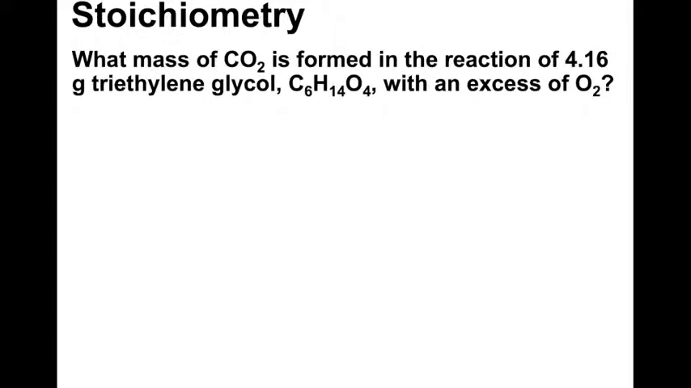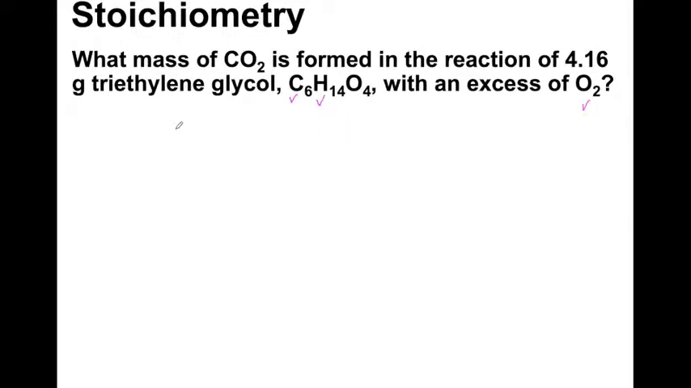Here we have another problem which is a bit leveled up. What mass of carbon dioxide is formed in the reaction of 4.16 grams of triethylene glycol, or C6H14O4, with an excess of oxygen? What type of reaction do you think this is? Look at our reactant. It has carbon, it has hydrogen, and it reacts with oxygen. So this is actually a combustion reaction.